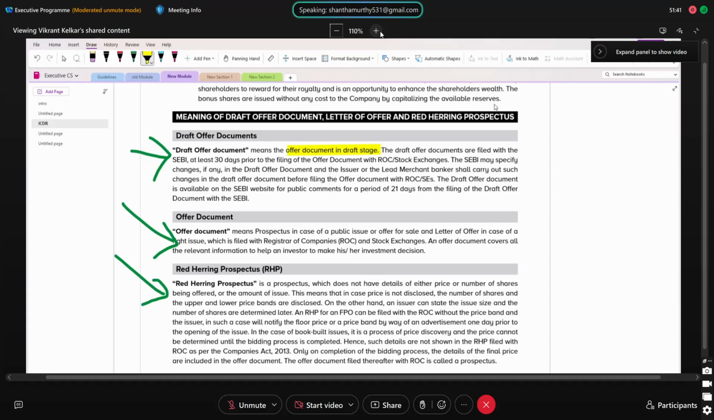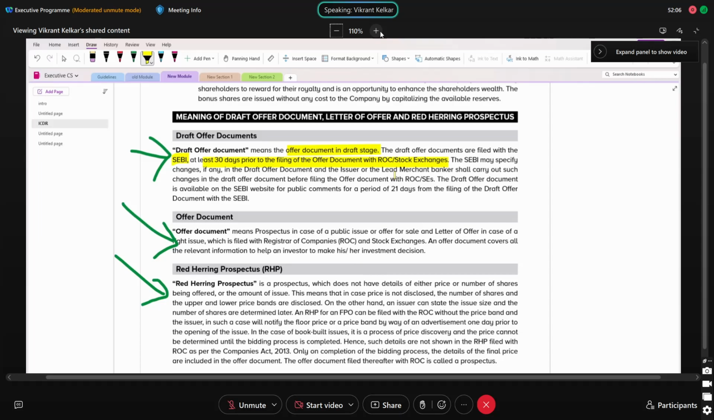पूरा सेट ही है. पूरा सेट है. So for that purpose, you have to first go with the draft, and then after completing all the requirements, it will be finalized. Correct. So the initial document that is to be submitted is the draft. The draft of a document is filed with SEBI for at least 30 days prior to the filing of the offer document with ROC and stock exchange.